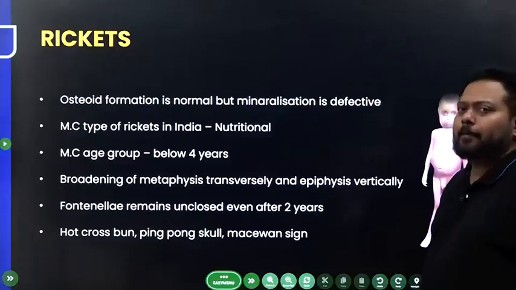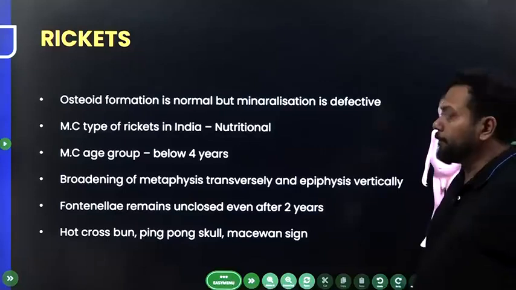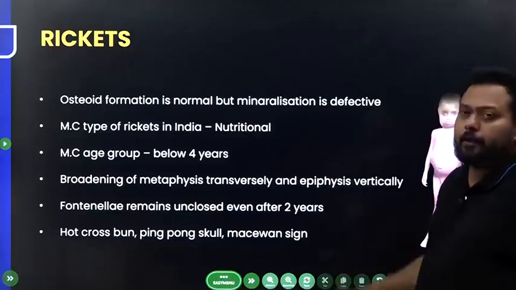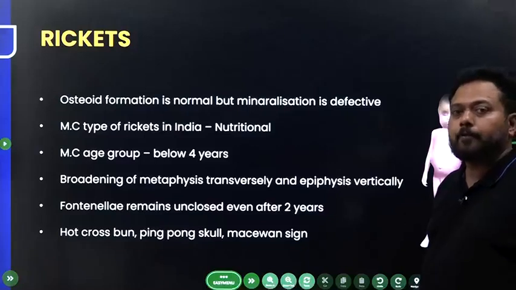So here the basic pathology: osteoid formation is normal, mineralization is defective. 10 lakh times repeated MCQ. There are two types of rickets. One is called nutritional rickets, another is called renal rickets. Renal rickets is otherwise called hypophosphatemic rickets. Okay, hypocalcemic rickets, hypophosphatemic rickets.